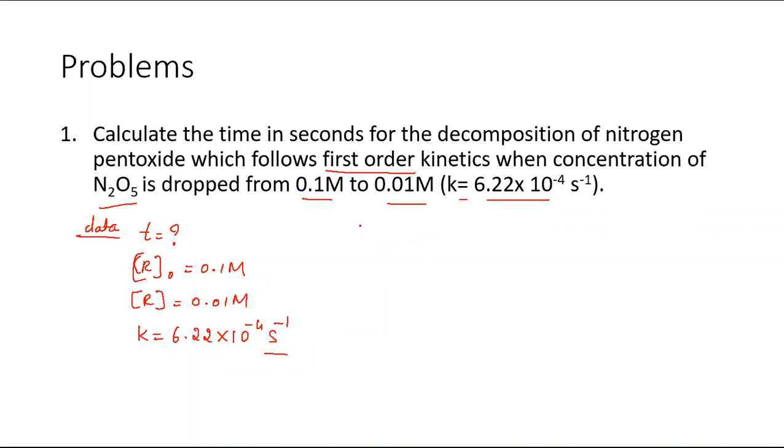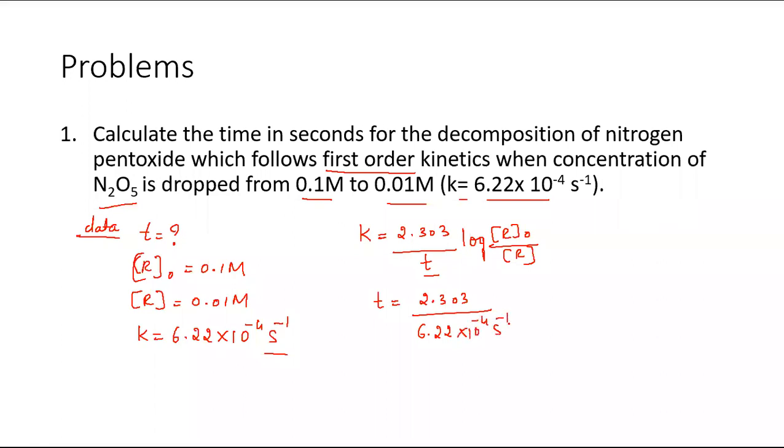Then what is the formula for the first order reaction? K is equal to 2.303 divided by T into log R0 divided by R. Okay, so I just have to calculate the T. I'm going to rearrange it. Since we need to find T, I take it to the LHS, so K comes to the RHS. T times K is 2.303 into log R0 by R. K value is 6.22 into 10 to the power of minus 4 per second into log, initial value 0.1 molar whole divided by final value 0.01 molar.